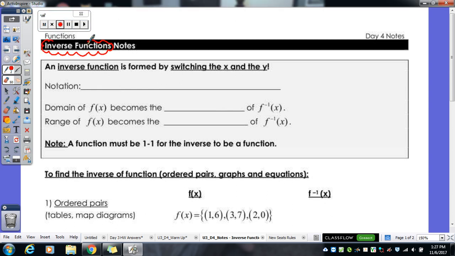Today we are working on inverse functions. So far you've done your functions. So now we're going to take it and invert it and come up with our inverse functions. An inverse function is formed by switching the x and the y values.